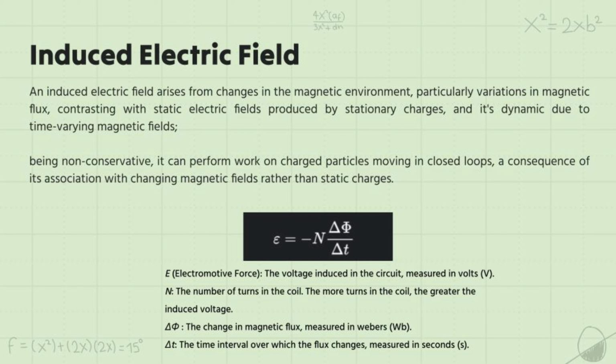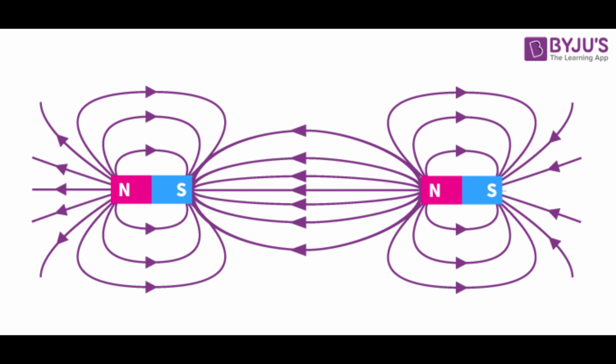Induced electric field. This field arises from changes in the magnetic environment, particularly variations in magnetic flux. Meaning, this induced electric field can only be created in a magnetic field or in the flux of the magnetic field. Simply put, any instability in the magnetic field will create an induced electric field. So any variations in the magnetic field will create electricity.